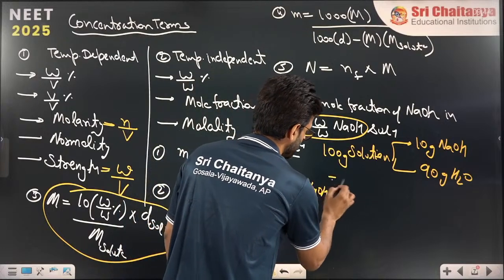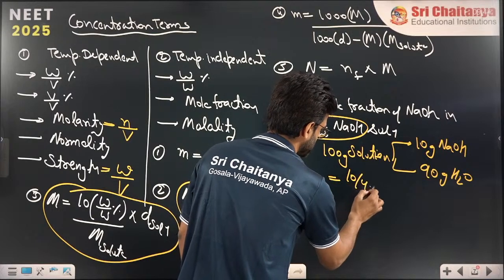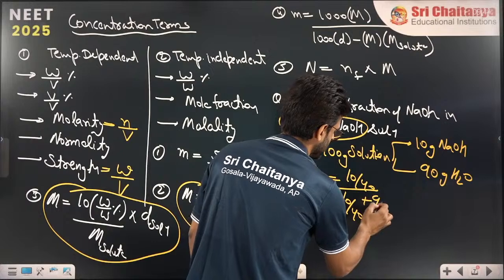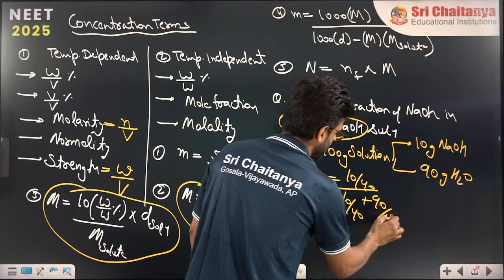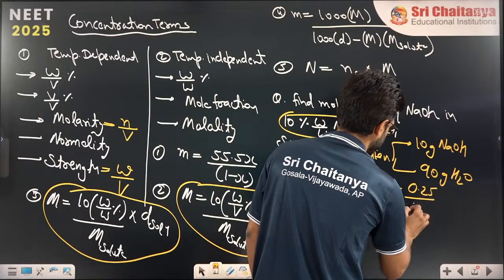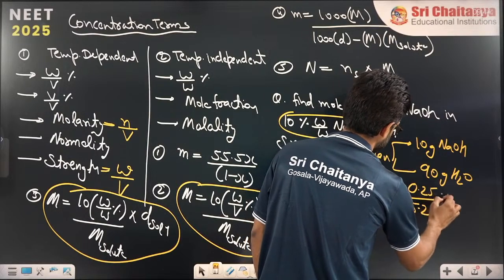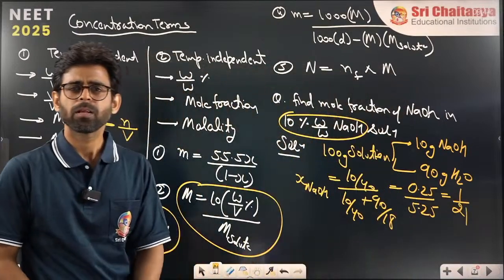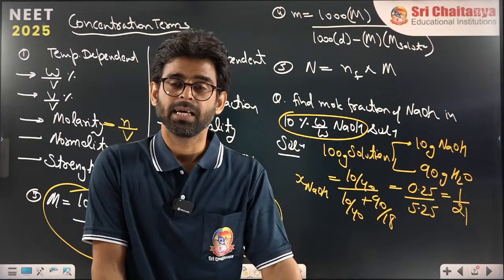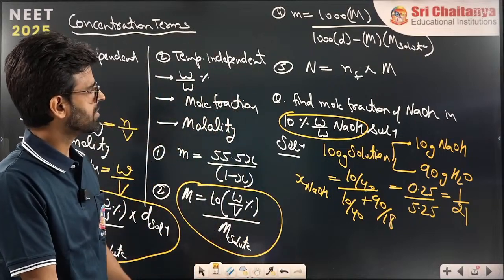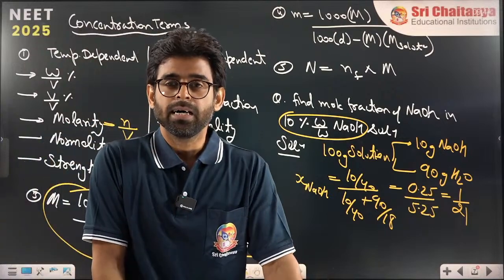How can we find it? Moles of NaOH, 10 by 40, divided by 10 by 40 plus 90 by 18, right? So what's coming here? 0.25 divided by 5.25, which is giving us almost 1 by 21. Fine. This way you can relate them and get the answer also. Okay, this is it about your first chapter.